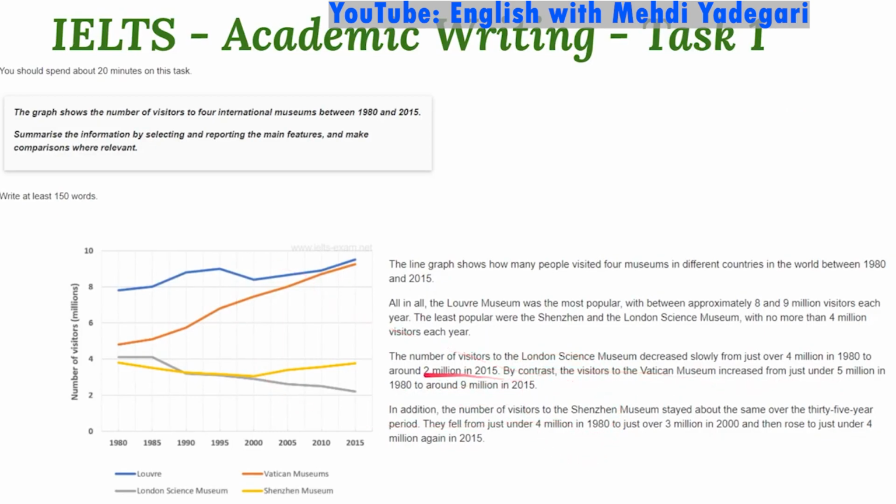If you see the number of visitors to the London Science Museum decreased slowly. So the trend is decreasing, and slowly is the adverb that has been used here. The visitors to the Vatican Museum increased from just under 5 million in 1980 to around 9 million in 2015. So you see that these are the details of the picture, and this is a general trend plus the paraphrasing.